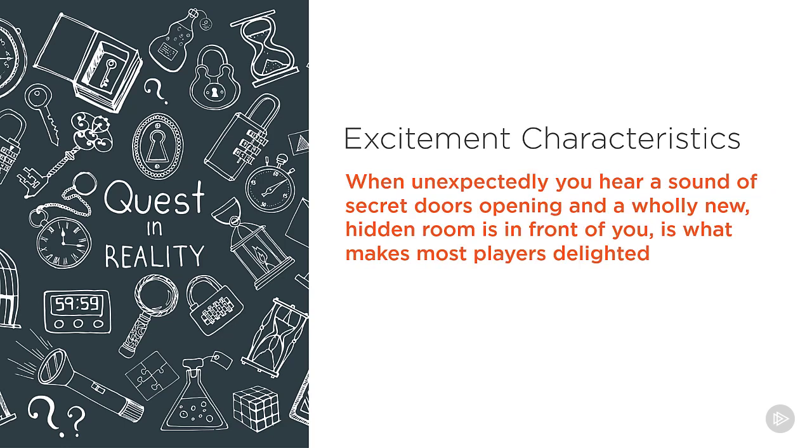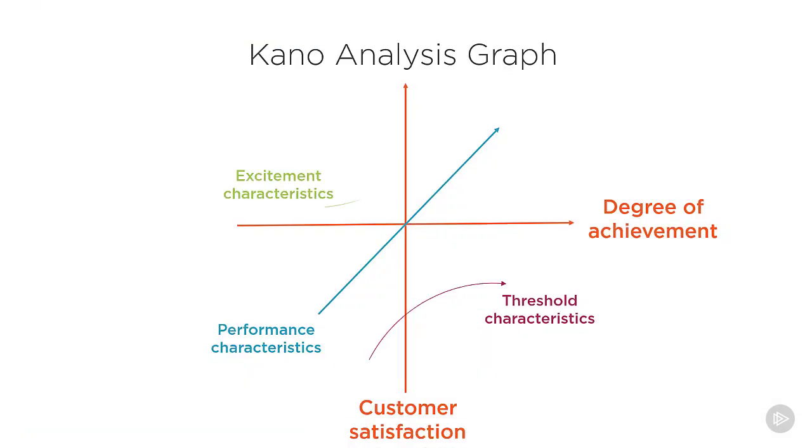But the moments when you, for example, collect 3 statues and put them on the marked spots when unexpectedly you hear a sound of secret doors opening and a whole new hidden room is in front of you, are what makes most players delighted. What also thrills the players is if a game master surprisingly appears as a part of the game. These are examples of excitement characteristics. Excitement characteristics are those that were not expected by the customers but make them impressed and significantly increase their satisfaction.